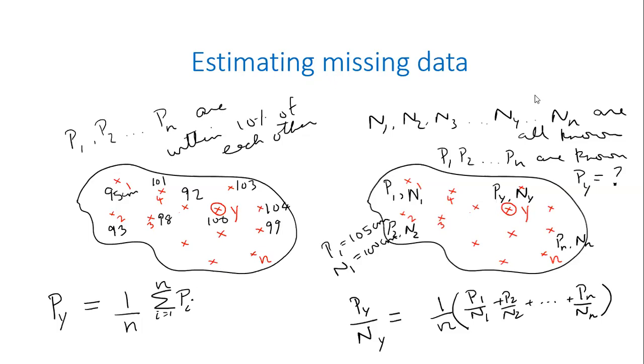In the left diagram, Py equals 1 by n times the sum of the Pi's. I still didn't get how Py can be the average of the Pi's. Maybe around its surroundings we can apply this, but I don't feel sure.